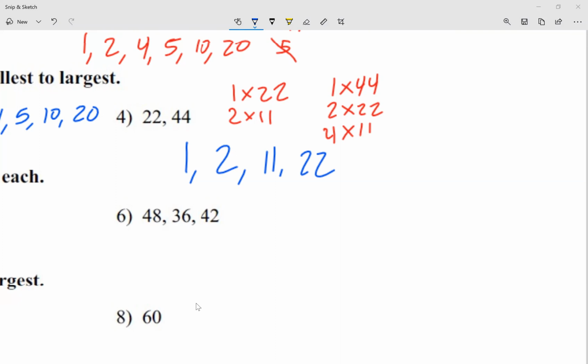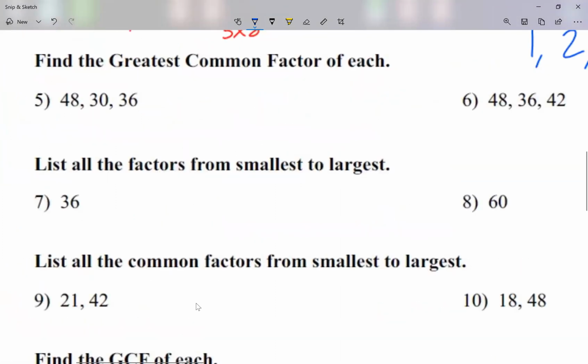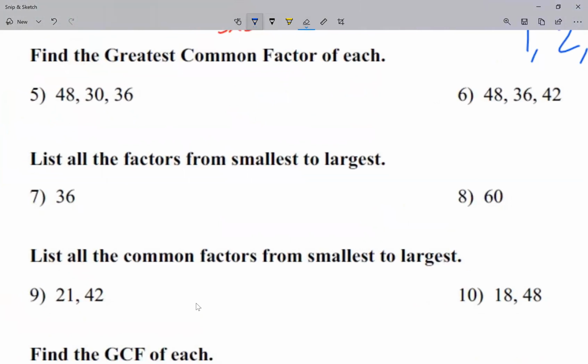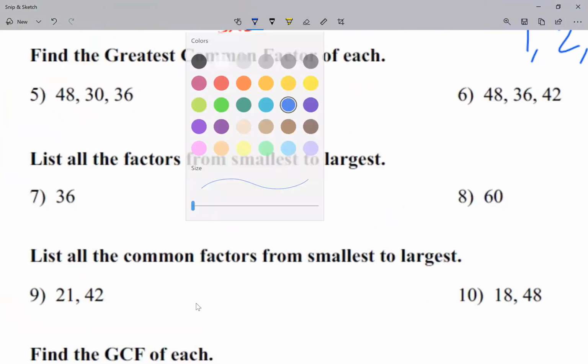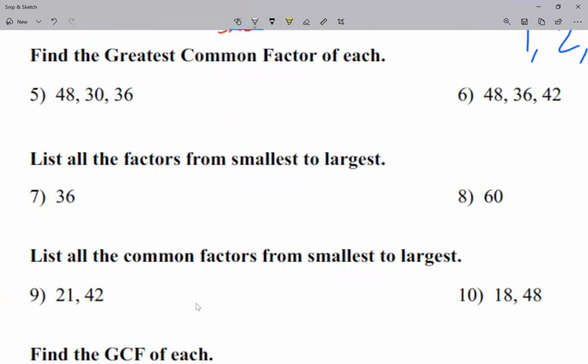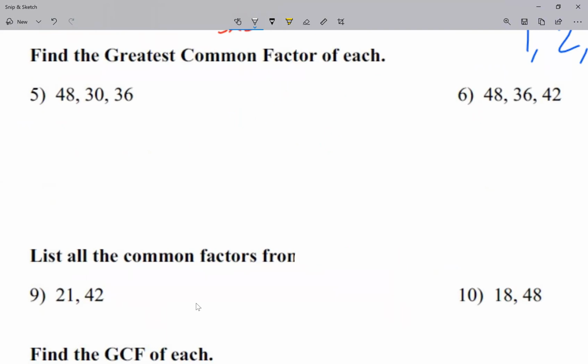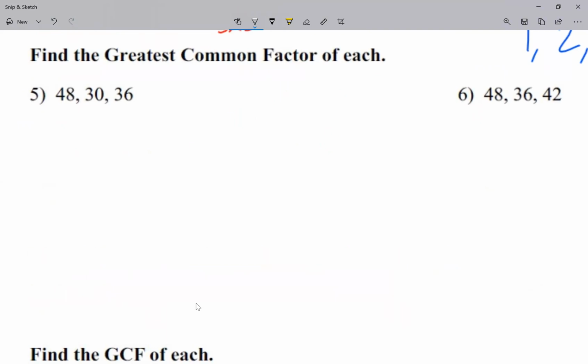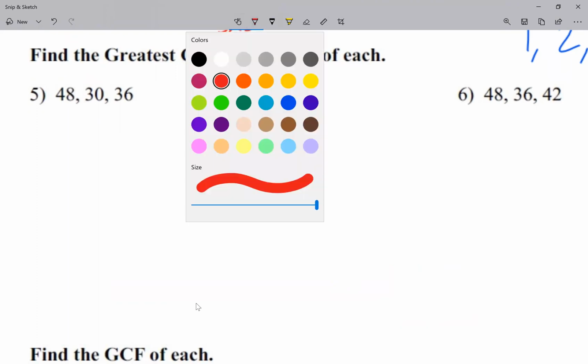All right, let's take a look at the last 2 questions for today. Questions 5 and 6. Now, here I'm going to ask for the greatest common factor. What I mean by the greatest common factor is, okay, find the factors of each of these numbers.